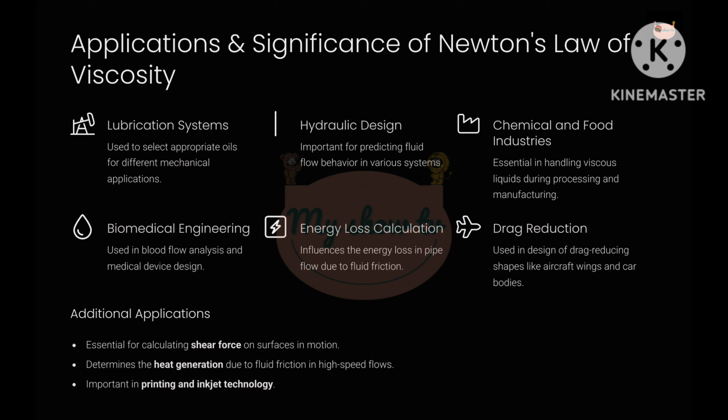3. Chemical and food industries rely on it to handle thick fluids like syrups, pastes, or oils. 4. Biomedical engineering uses it to analyze how blood, which is a non-Newtonian fluid, flows through veins and arteries. 5. It helps calculate pressure drop and energy loss in fluid systems. This affects pump power requirements.